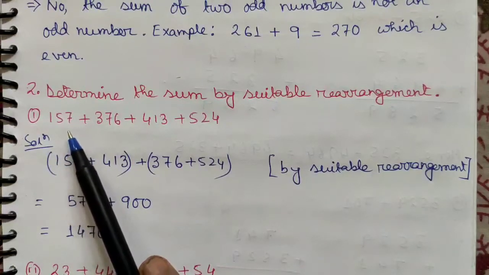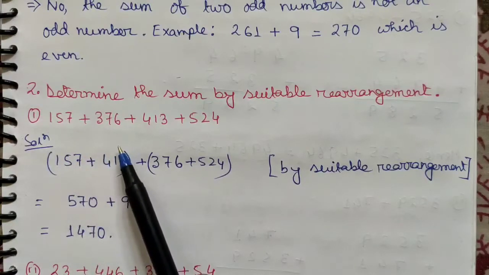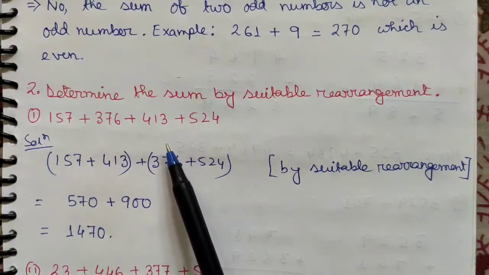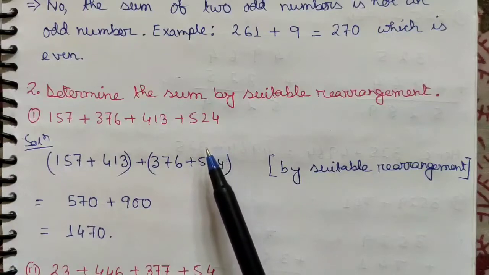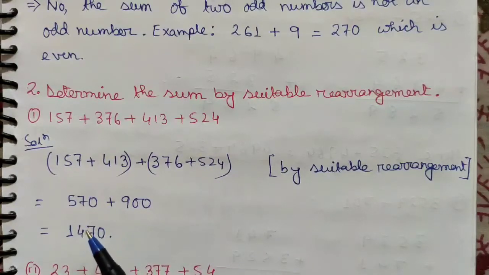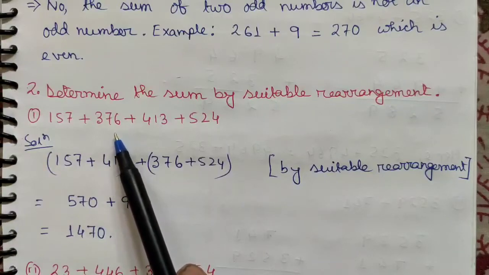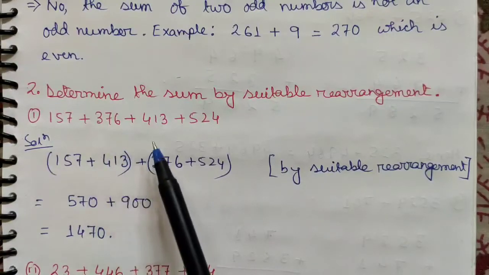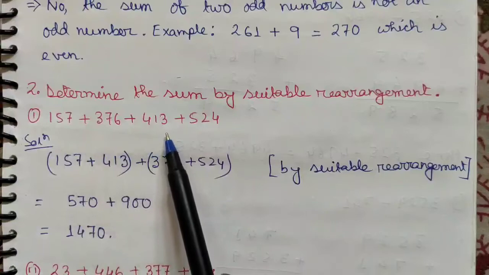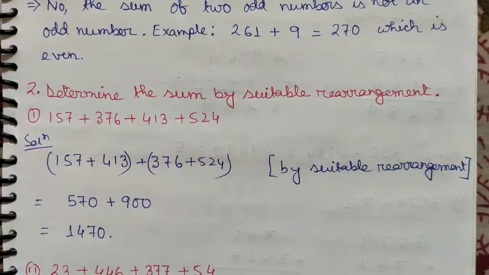Our numbers are 157 plus 376 plus 413 plus 524. Here what we have to do? We have to look which numbers will make 0 in the units place, that is 10, right? Suppose here 7 plus 6 will be what? 13. It is not. Now if we add 7 plus 3, this will be what? 10, because this will be a rounded figure, right?